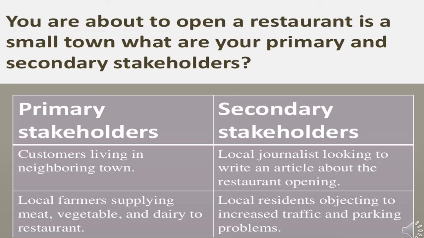Now, children, suppose you are about to open a restaurant in a small town. What are your primary and secondary stakeholders? Primary stakeholders in that case would be customers living in the neighboring town, and local farmers supplying meat, vegetables, and dairy to the restaurant. Secondary stakeholders would include local journalists looking to write an article about the restaurant opening, and local residents objecting to increased traffic and parking problems.